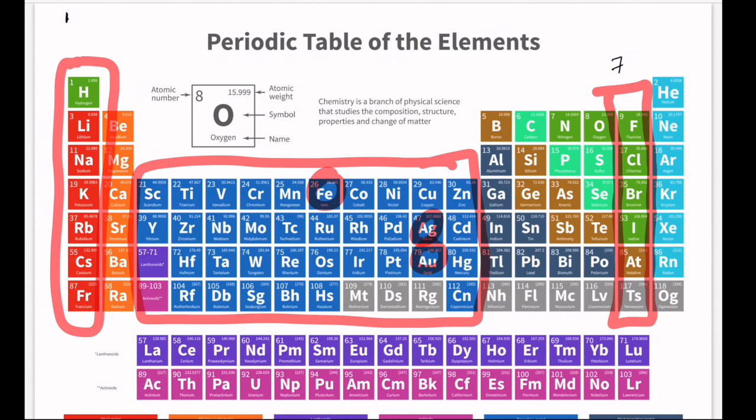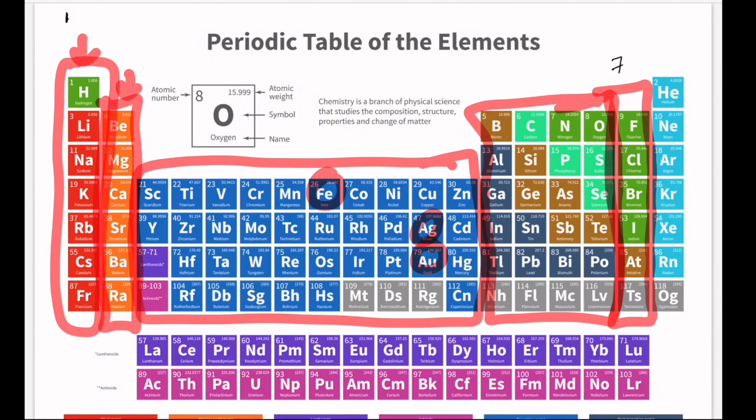Now we have this group over here, which are also metals. So these were alkali metals in the first column. The second column we call alkaline earth metals. And they are not quite as reactive as that first one, but they're also a reactive column. And then over here, we have this whole group that are kind of in the transition. So we call these transition metals.